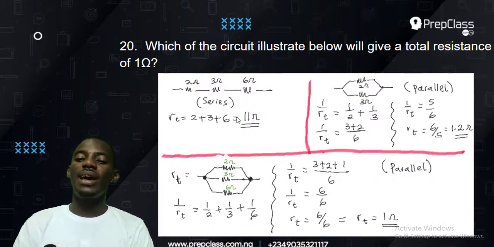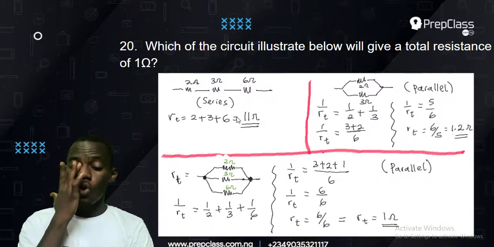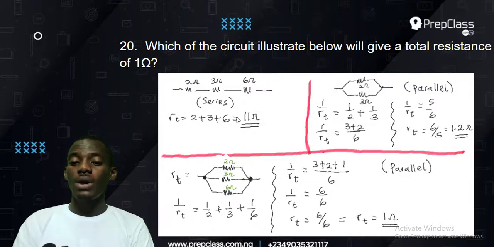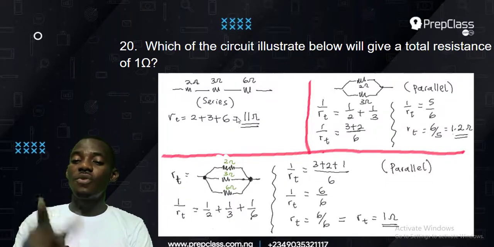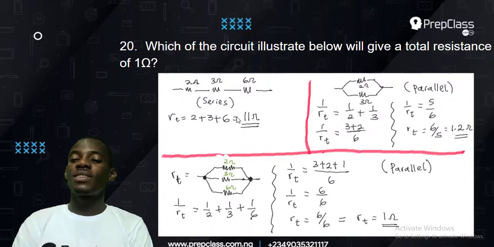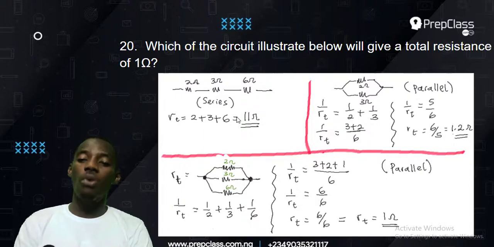So 1 over R total equals 1 over 2 plus 1 over 3, which gives me 1 over R total equals (3 plus 2) over 6. So 1 over R total equals 5 over 6. Then if you cross multiply, you get R total as 6 over 5, giving me 1.2 ohms. But that is not equivalent to 1 ohm, so option B is wrong.